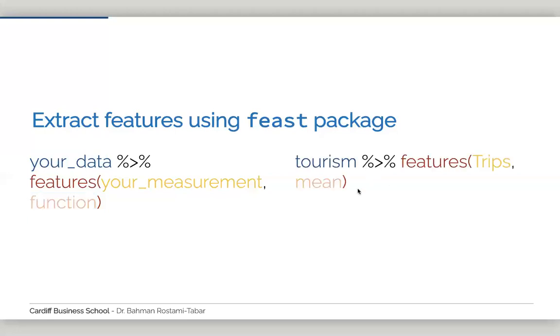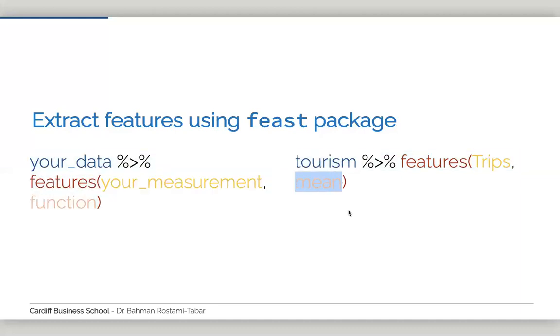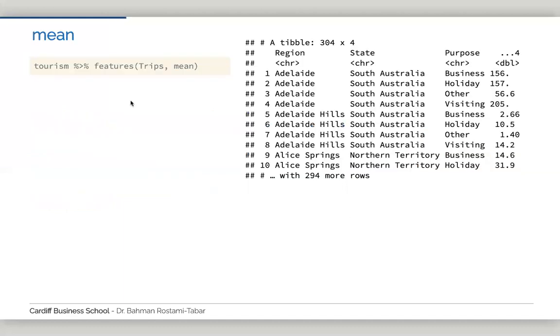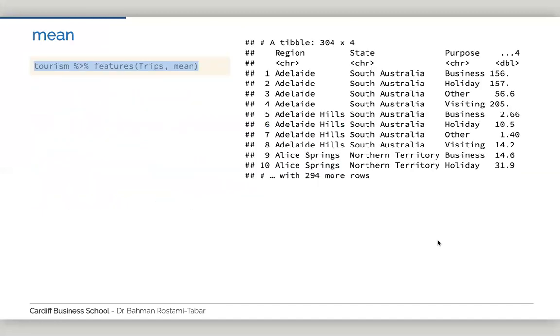If I just show you an example with a data set, here we have the tourism data, then features, and if you look at the tourism data, you have a measurement called trips. What I want to do here is calculate the mean, a simple average for the time series. So this is basically the R code. You can type it in your console later, or in an R script, or sorry, R Markdown. And if you run this line of code, this is what you get.